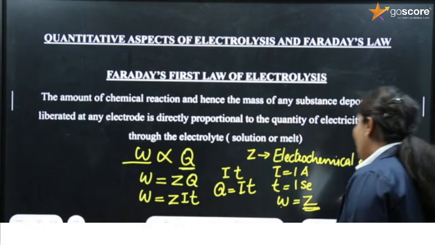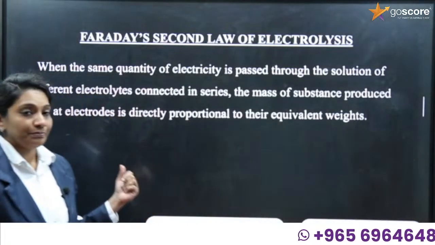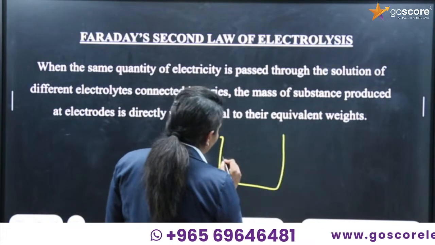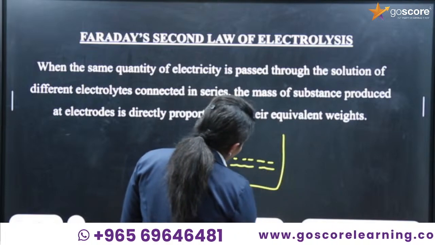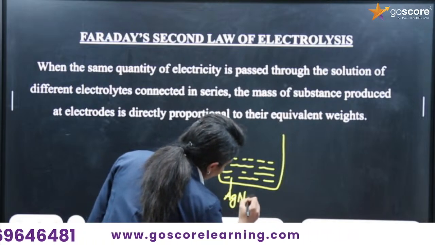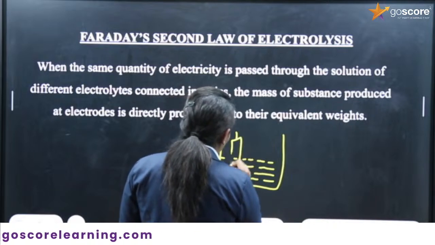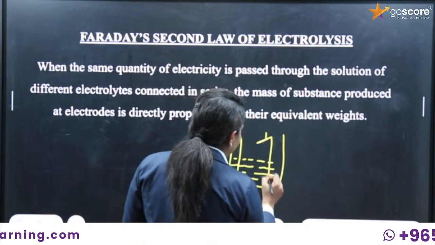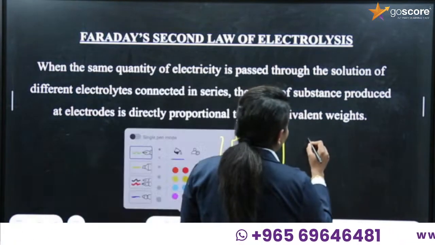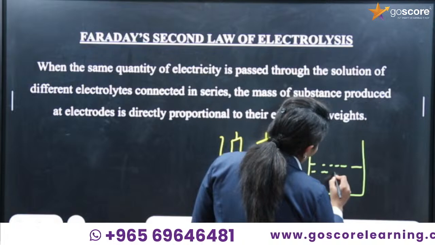Now let's see what Faraday's second law of electrolysis is. For explaining the second law, let's imagine we have taken one beaker containing silver nitrate, AgNO3, solution. To this I have put one cathode and one anode, and connected them. Here I am taking another electrolytic solution, copper sulfate.